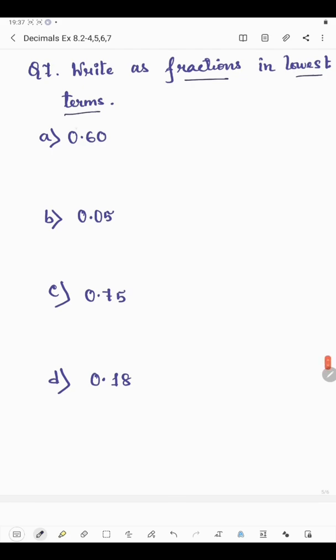Okay, now here if you remove the decimal from this number, it will become 60. Now after removing the decimal, 1 will come in the denominator, and with 1 we have, since 2 digits after the decimal, 2 zeros. That means 60 is divided by 100. Now when you divide 60 by 100, you will get 0.60. Okay, so this way we will have to remove the decimal and then we will write it as a fraction.